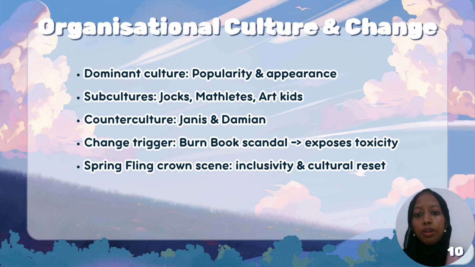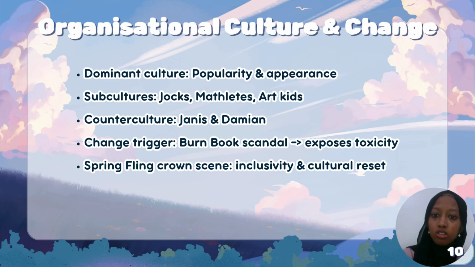The change trigger happens with the Burn Book scandal. When it spreads, it exposes all the lies, bullying, and toxicity in the school. It's the breaking point that forces everyone to see how harmful their culture has become. Finally, the Spring Fling crown scene shows the start of change when Cady breaks the crown and shares it. It represents inclusivity and equality. It's like a cultural reset where everyone is treated as equals and the focus shifts from status to kindness and respect. So, overall, the movie shows how toxic cultures can be challenged and how one event can lead to positive change in a whole community.